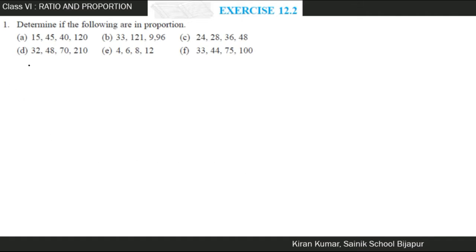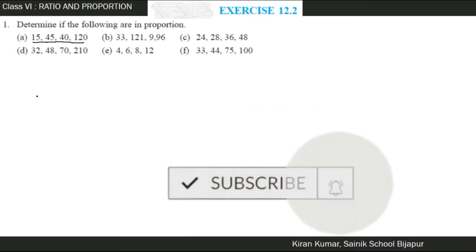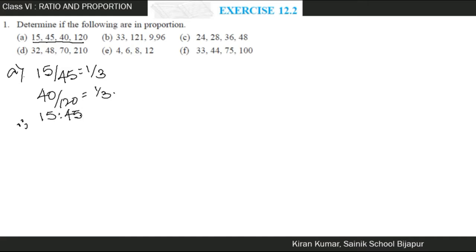In that, the first one is 15, 45, 40 and 120. Here when I take the ratio of 15 by 45, we get 1 by 3, and 40 by 120 also is 1 by 3. Therefore, 15 is to 45 is proportional to 40 is to 120. This is one of the methods.